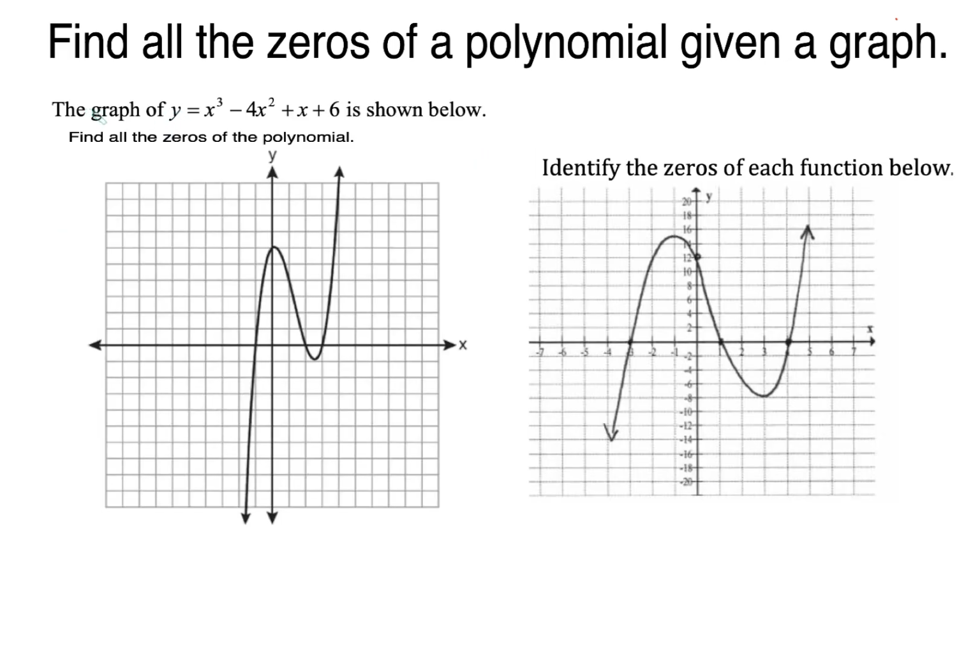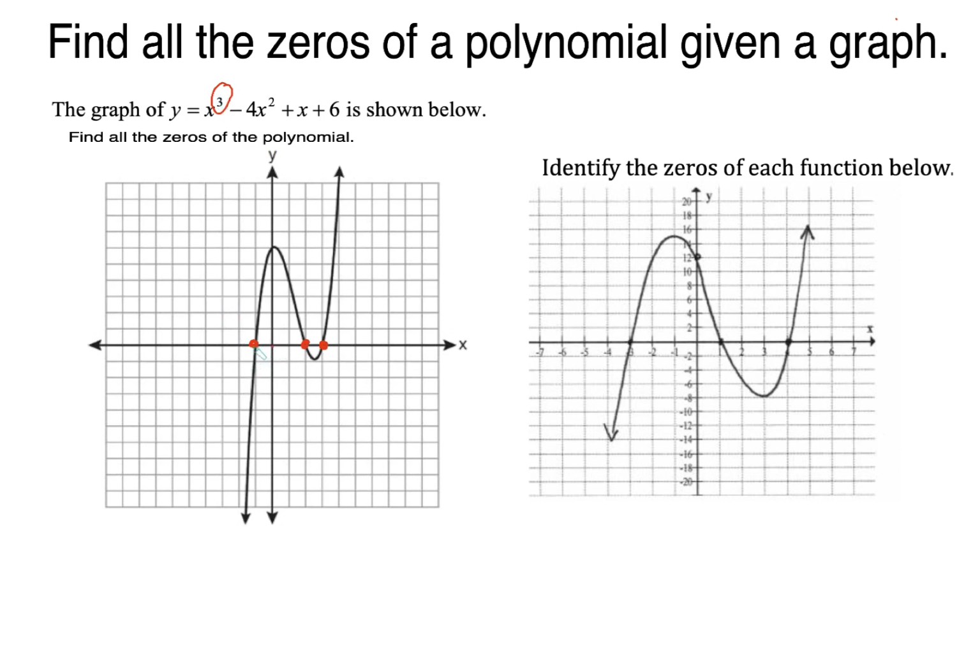So here, notice they gave us the equation. It says the graph of y equals x to the third minus 4x squared plus x plus 6 is shown below. Now notice here, your greatest exponent is to the third. And they want us to find the zeros. 1, 2, and 3. Notice our graph cuts the x-axis 3 times, indicating that you will have 3 solutions and your greatest exponent would be 3.